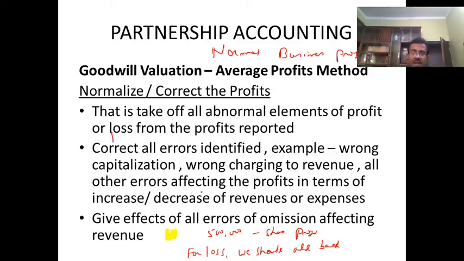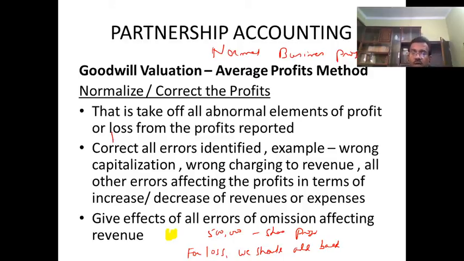And then correct all errors identified. Now, if it is given in your problem that there is a wrong capitalization, wrong charging to revenue, or any other error which affected the profits in terms of increase or decrease of revenue or expenses, some mistakes if you have done, correct it. Give the correction effect on the profits so that you find out your correct, true profit.